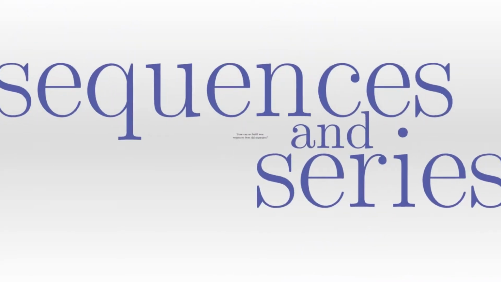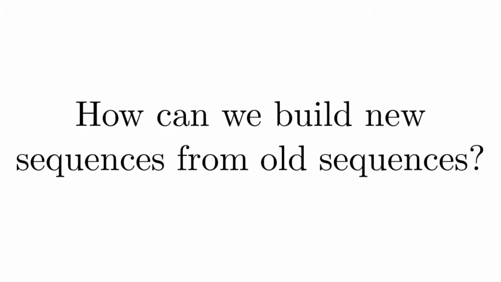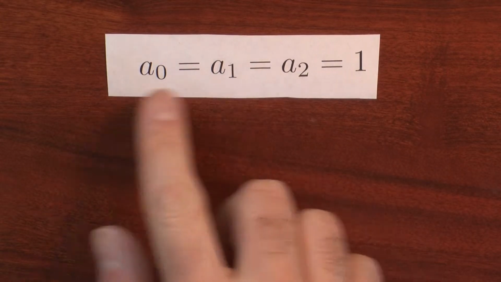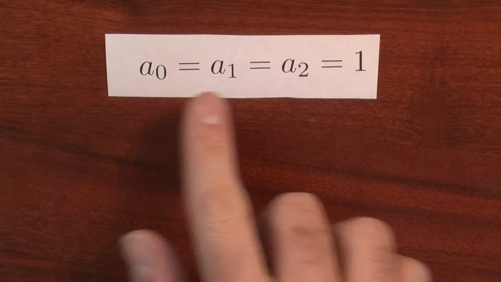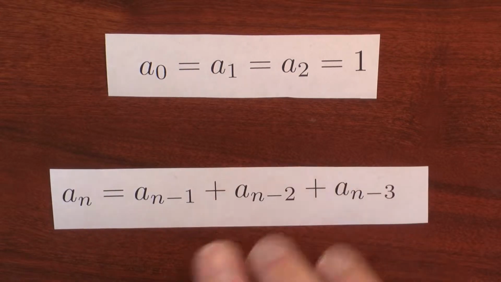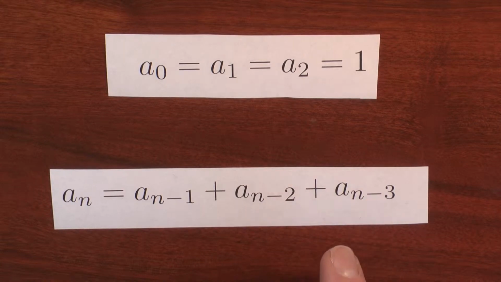Let's recycle sequences. If I've got a sequence in hand, I can build a new sequence out of that old sequence. Well, here's a sequence to start with. It's a sequence the first three terms of which are all 1, so a sub 0, a sub 1, a sub 2 are all equal to 1. And then to compute each subsequent term, I just add up the three previous terms.